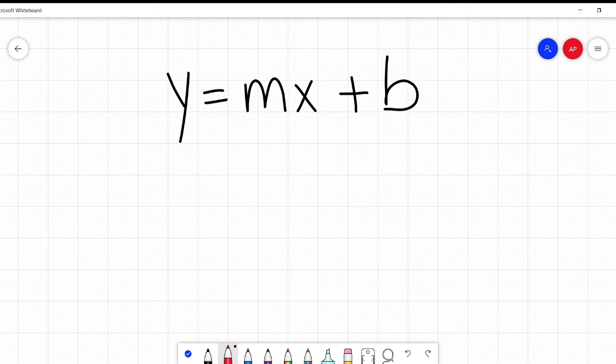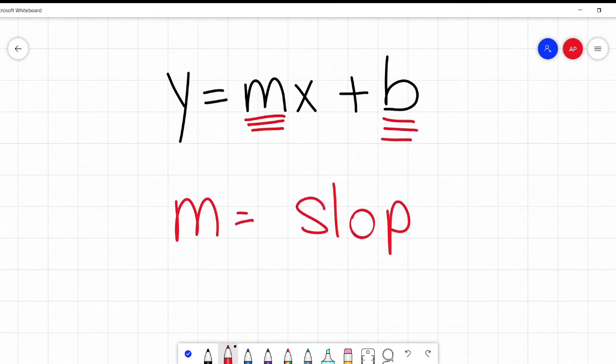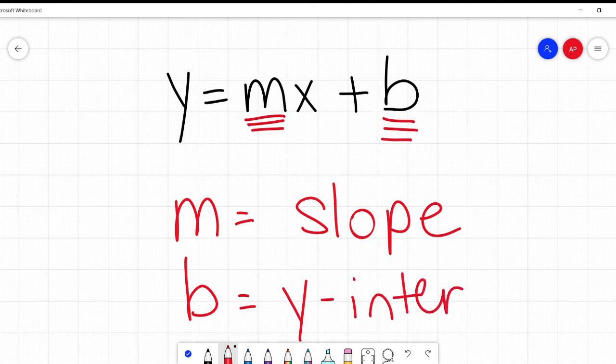The two biggest ones, M and B. Okay, M and B. What do these mean? M stands for the slope of the line. And B is our y-intercept. Our y-intercept. So, okay, well, that really doesn't help me a whole lot. What do those mean? Well, that's where we're going.